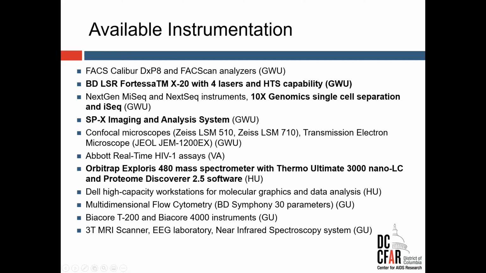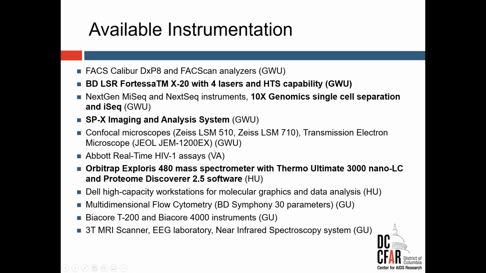We also have a number of instrumentations. I think those in black were recently acquired with direct or substantial help from DC CFAR. So we have a number of FACS machines, including a Fortessa at GW and a similar instrument at Georgetown. We have next-gen sequencing services with single-cell 10x Genomics service available. We have a digital ELISA instrument, SPX, which allows you to do this service. There are a number of microscopes, including a transmission electron microscope at GW.